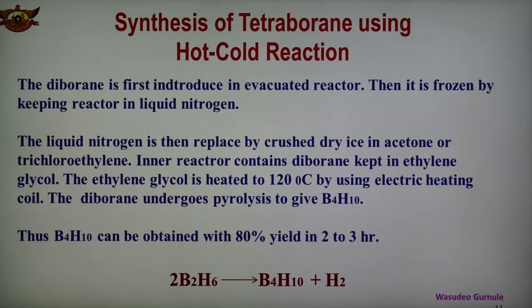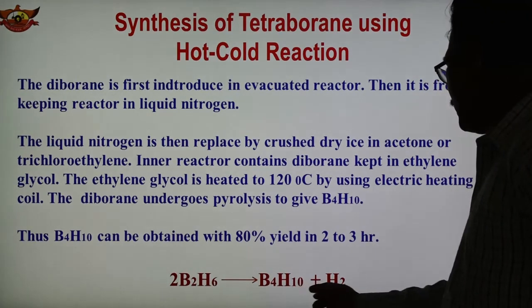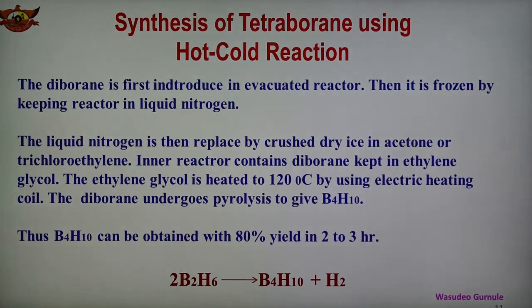So by using this method, tetraborane 10 can be obtained with 80% yield. 80% is a good yield, and the complete procedure requires 2 to 3 hours. Here the reaction is shown. So this is diborane, 2 molecules, forming B4H10, and hydrogen gets evolved. So by taking 2 molecules of diborane, we get B4H10, and hydrogen is evolved, and B4H10 is the final product.